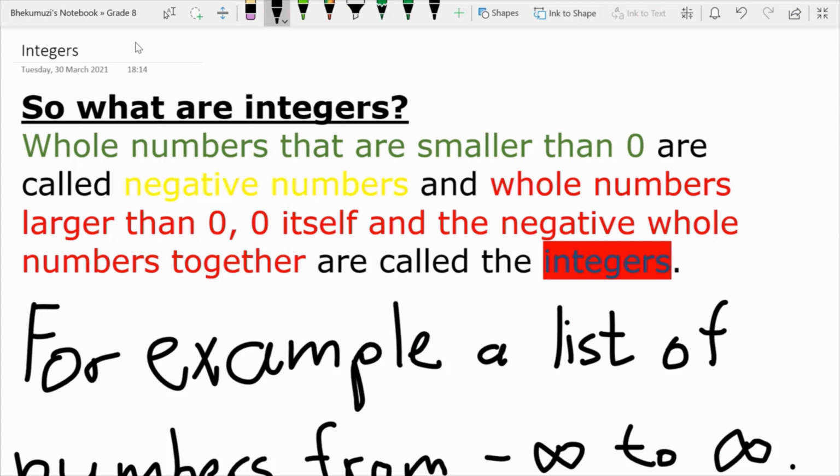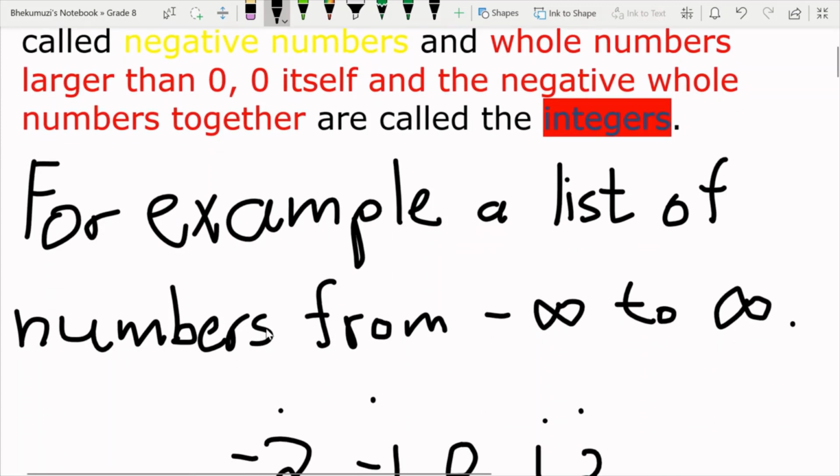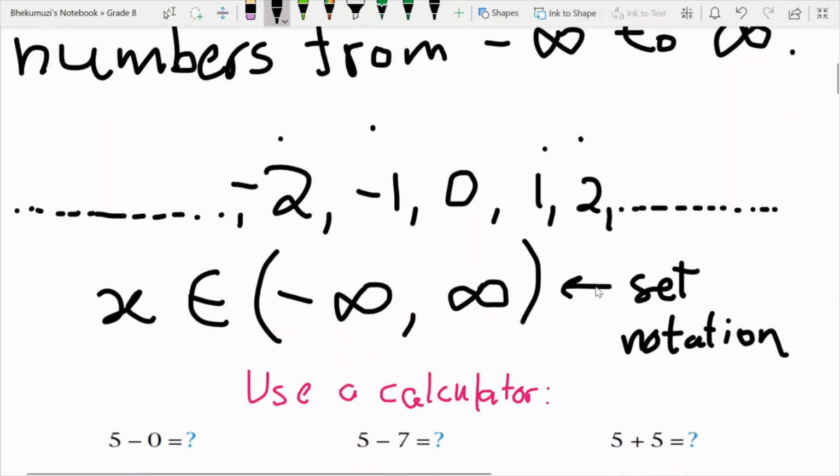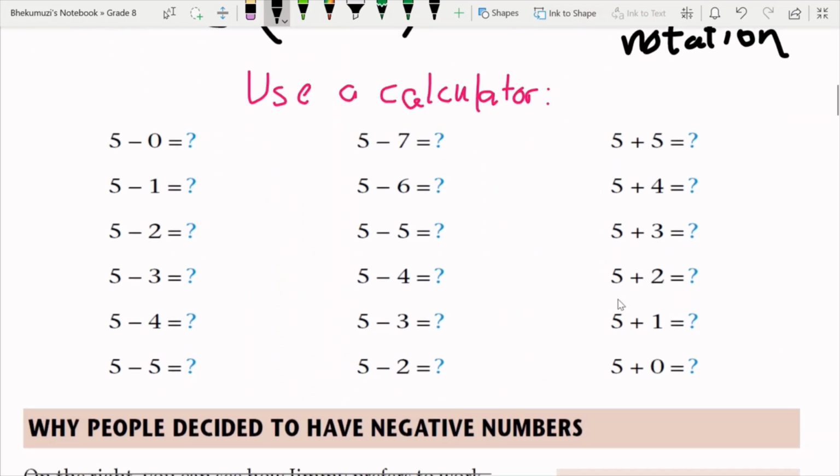So for example, a list of numbers from negative infinity to positive infinity has integers within it. For instance, as you can see here, I wrote down -2, -1, 0, 1, and 2. This is a list of integers, but because I'm saying to infinity and negative infinity, we have these dots that are telling us that it goes all the way up to infinity and all the way down to negative infinity.